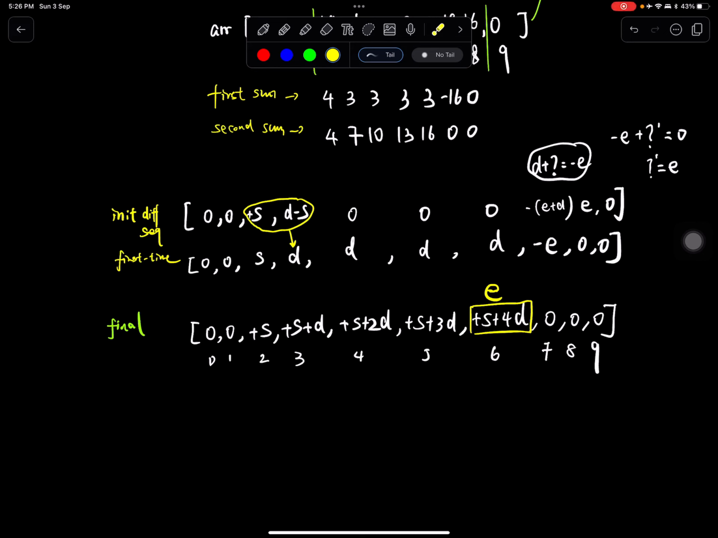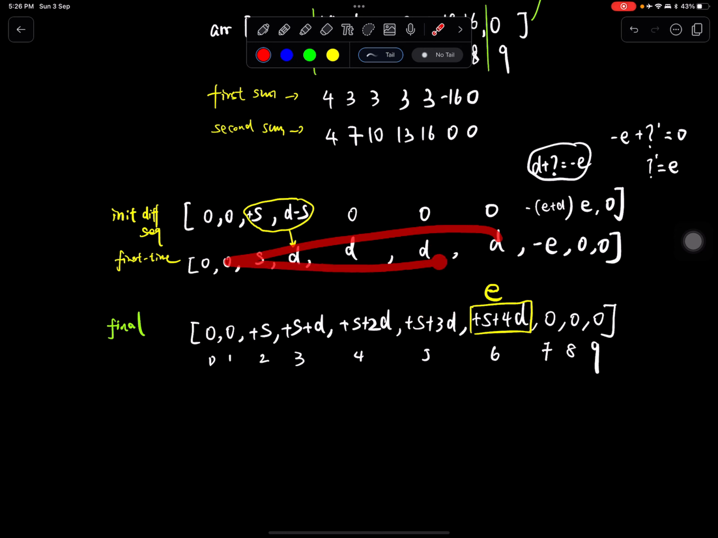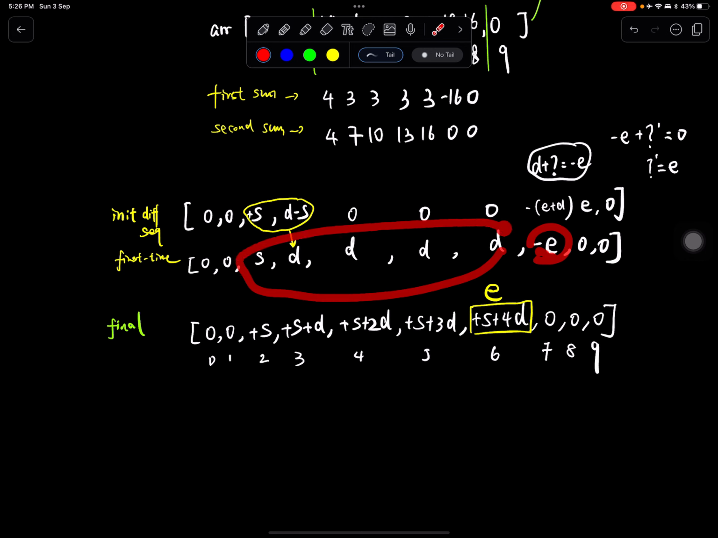I think I got it. So for example, this part is plus 3, this part is plus 3, plus 4. Then how can you offset to 0? Because this whole thing is plus 4, then you need another minus e. This whole thing is equal to e, and you need another minus e.